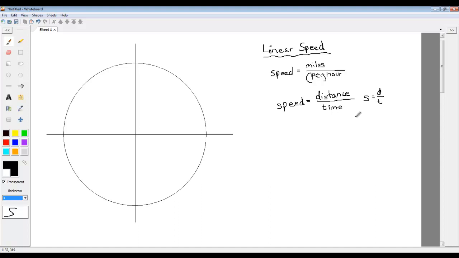In your book, or in physics books, often you'll see instead of s for speed, they'll say v, like for velocity. And then instead of the d for distance, we're going to replace that with s, and then we'll still keep t for time. Because we are going to start looking at the same kind of formula in terms of what's happening on a circle.